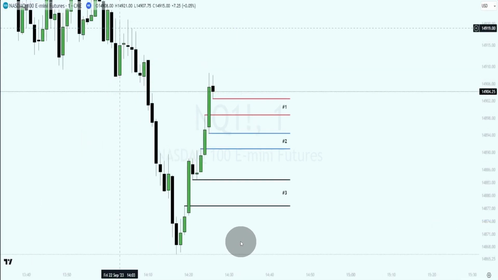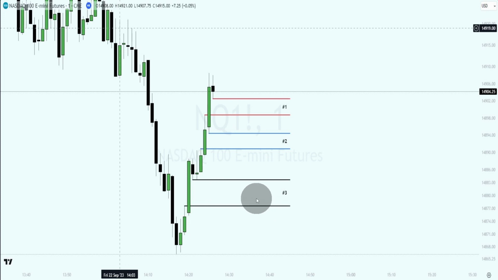And one question I get a lot is: what do you do if there are multiple fair value gaps? So in this case, we have 1, 2, and 3 fair value gaps. How do you know which one to take? If you have no idea, first of all, I want to make it very clear that if you have multiple fair value gaps and you are unsure which one to take, just don't take the trade, right?